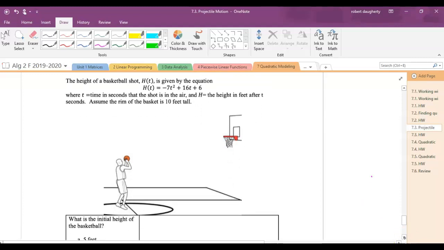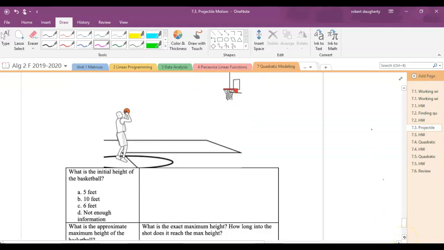T is the time that the ball is in the air. So before I shoot the basket, how much time has gone by? 0. So what's the initial height of the ball? 6, okay? Because if t is 0, the height is 6. So on day 1, I asked you what was the initial height of the ball, and you were able to reason through that it was 6, okay?